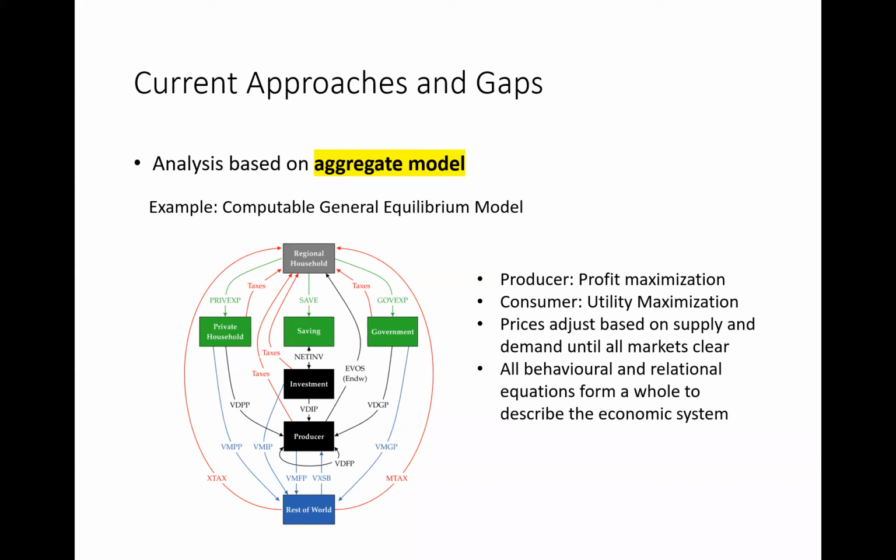So with these two agents in this model, they also have a market, and the market forms the price. Prices will adjust based on the producers' supply and the consumers' demand. If the supply is bigger than demand, the price will decrease, and if the demand is higher than supply, then the price of a commodity will increase, and the demand and the supply will converge after the adjustment of the price. So our market will clear then. This is the mechanism in the macro level or aggregate model.